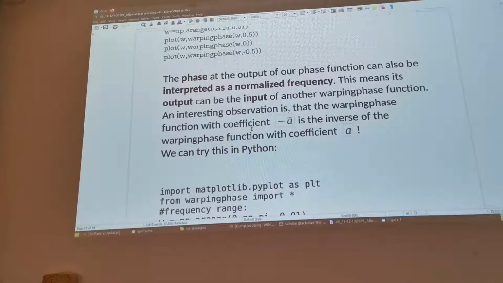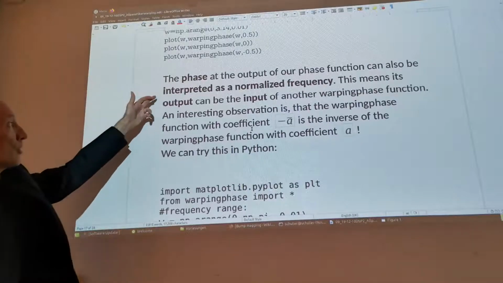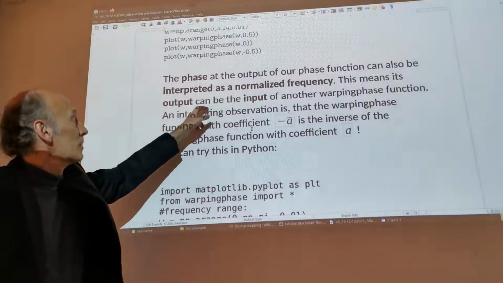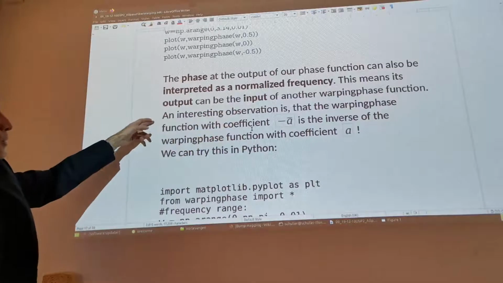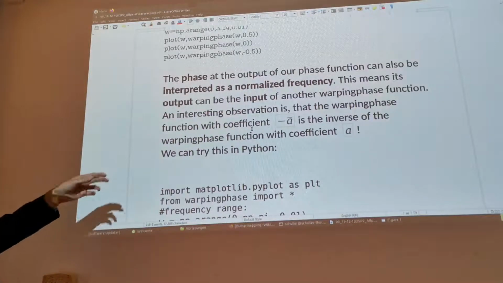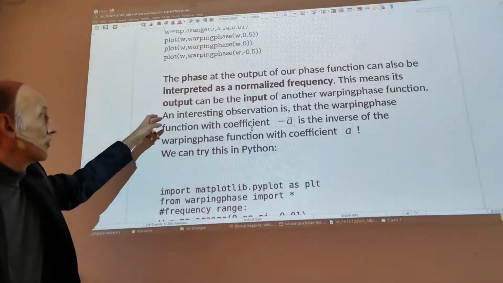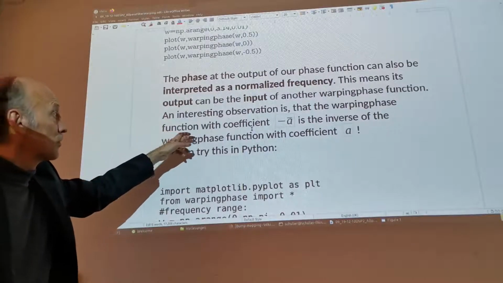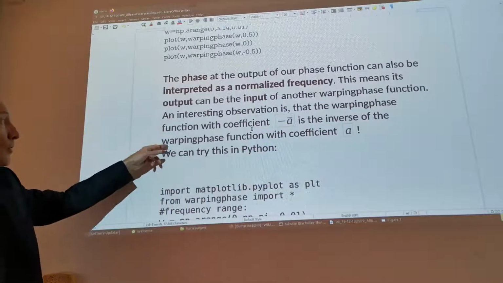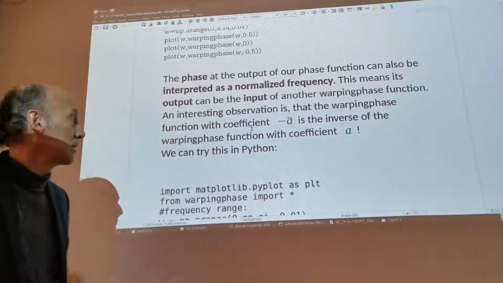The phase output can also be interpreted as normalized frequency. That means its output can be the input of another warping phase function, if we take the minus sign. An interesting observation is that the warping phase function with coefficient minus A conjugate complex is the inverse of the warping phase function with coefficient A.